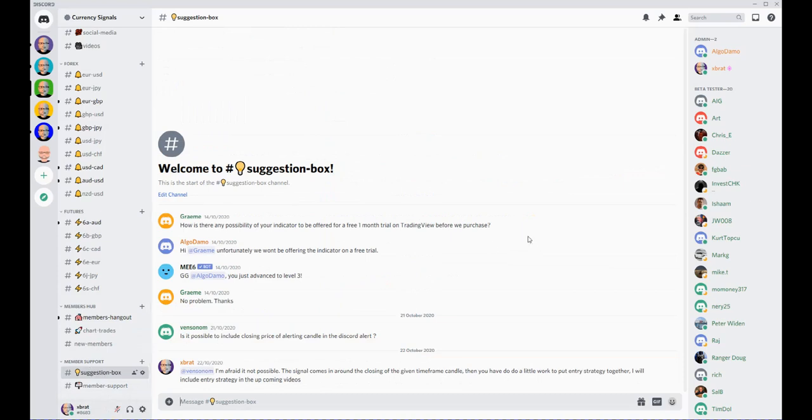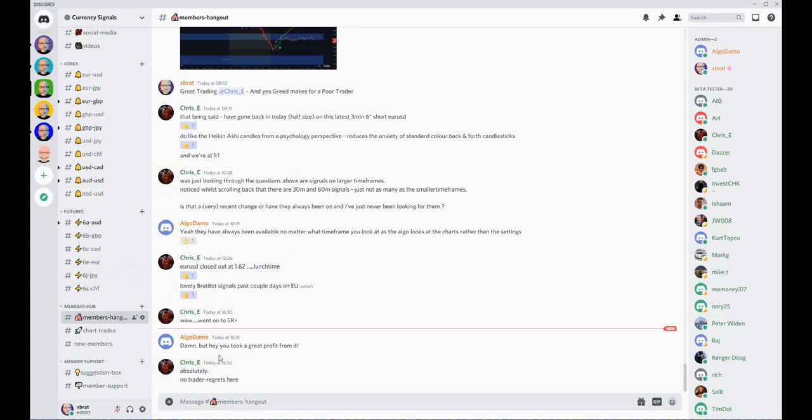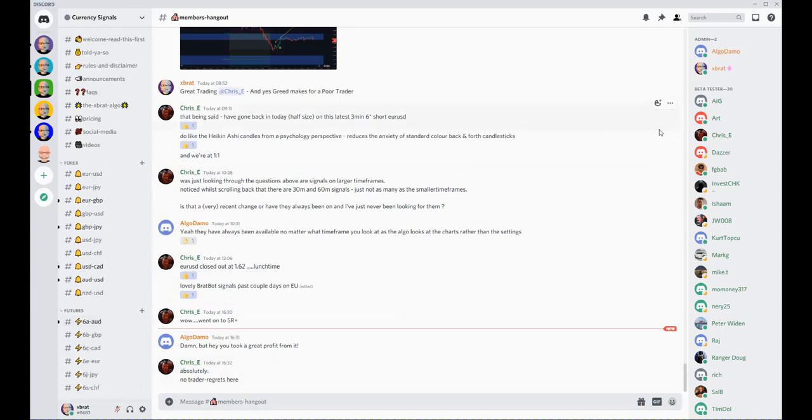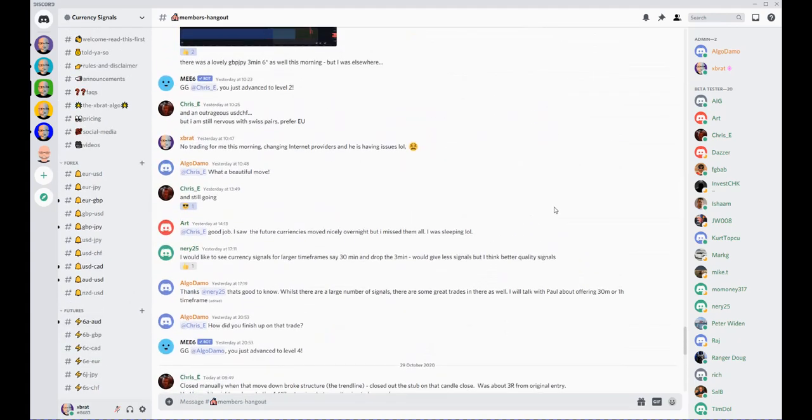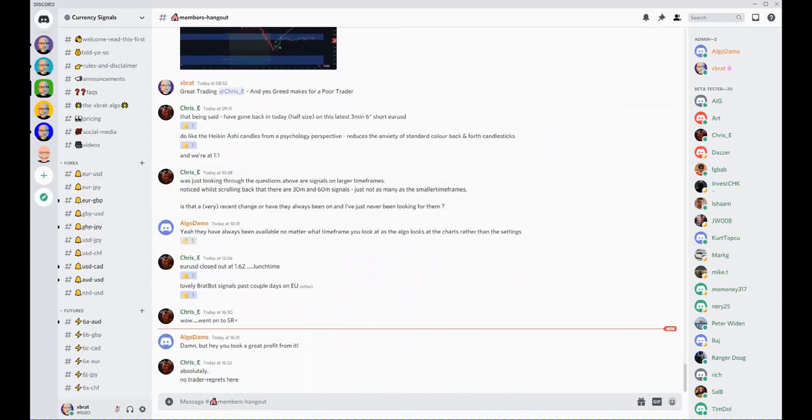So again, it generates live signals powered by my XBRAT algo. It's a very, very growing community. So it's not just the signals, it's about learning, it's about the members hangout for the chat. There's another thing there. So really, really good community and learning experience with live signals powered by my XBRAT algo.